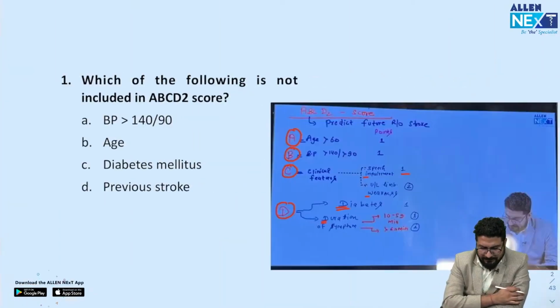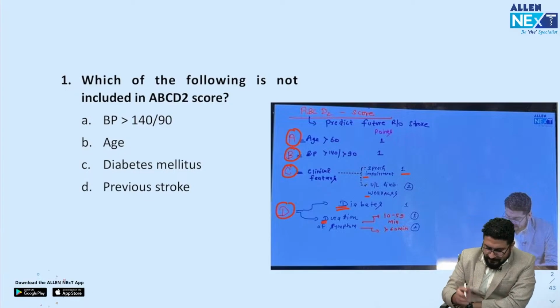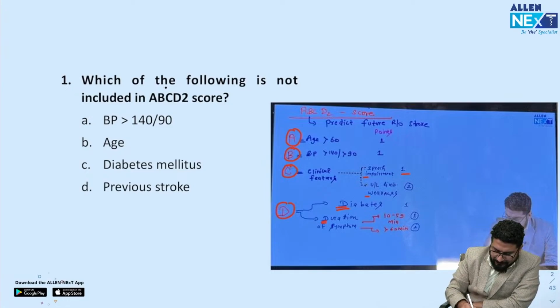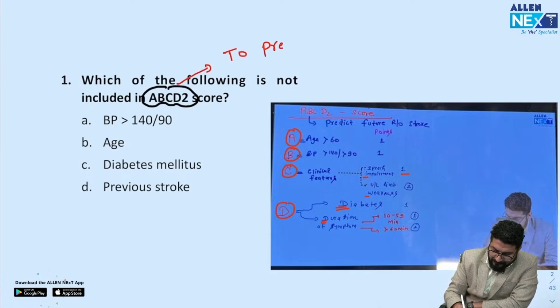Okay, starting with our first question, which of the following is not included in the ABCD2 score? Just try to understand this. The ABCD2 score is used to predict the future chances of stroke in a patient with TIA. So understand why we use a score. I told you in the class that this could be an expected question, and this question came in the exam.